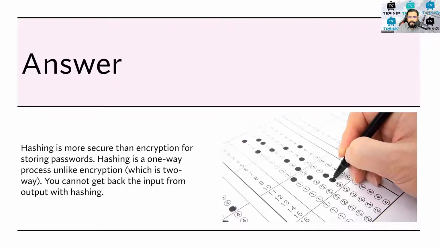If you encrypt the data, then you can decrypt the data. But hashing is a one-way process. You can never get your original input from the hash. So if a hacker gets access to the database, he will only get the hashes, but he will never get the actual data. So that is the primary difference between using hashing for storing passwords versus using encryption for storing passwords.